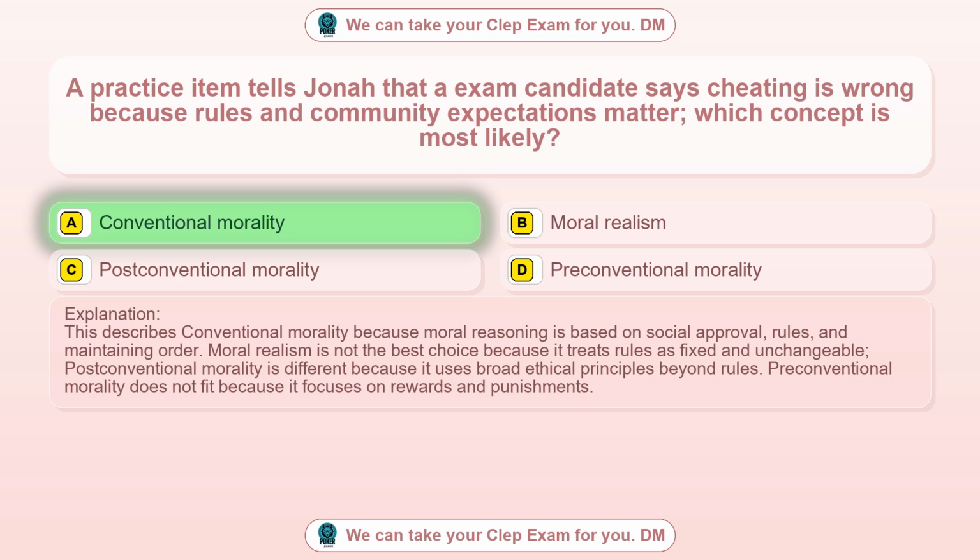This describes conventional morality because moral reasoning is based on social approval, rules, and maintaining order. Moral realism is not the best choice because it treats rules as fixed and unchangeable. Post-conventional morality is different because it uses broad ethical principles beyond rules. Pre-conventional morality does not fit because it focuses on rewards and punishments.